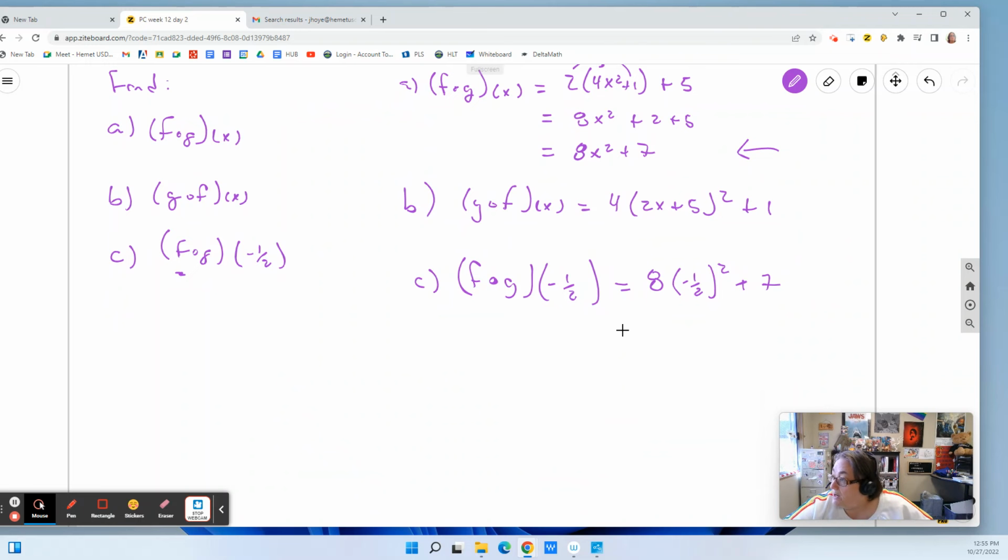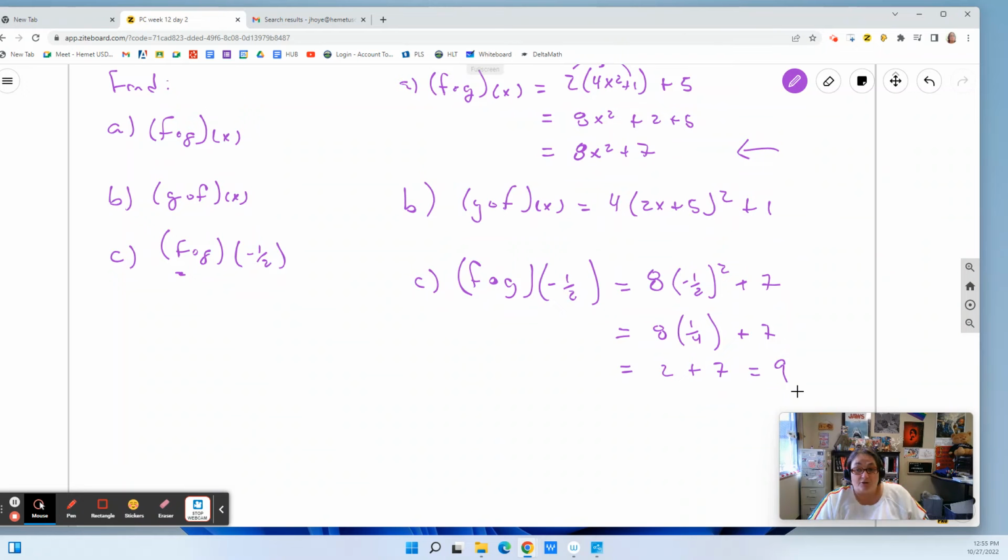So negative 1/2 squared is going to become a positive because a negative times a negative is a positive. So we're going to wind up with 8 times, well, 1 squared is just 1 and 2 squared is 4. And so we've squared that 1/2 now plus 7. And when I go 8 times 4, well, that's 8 over 4, which is 2, right? And so that's just going to be 2 plus 7, which equals 9.